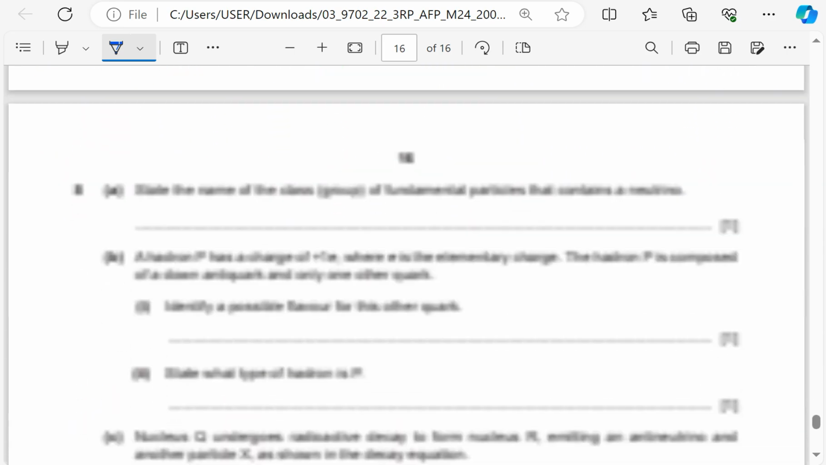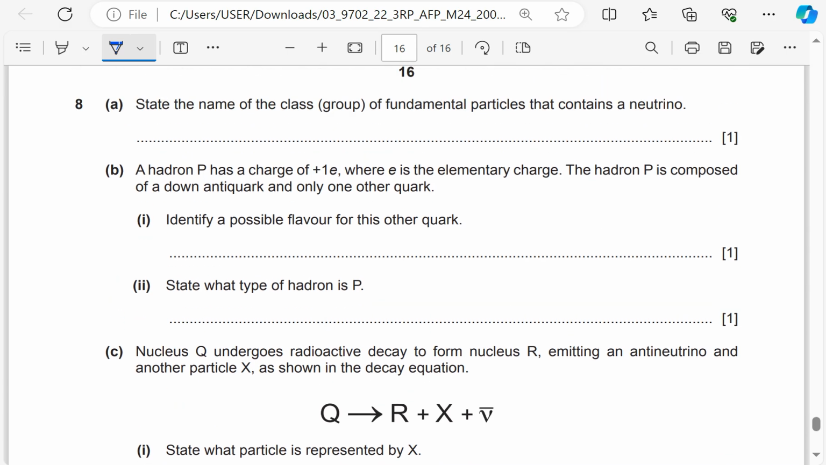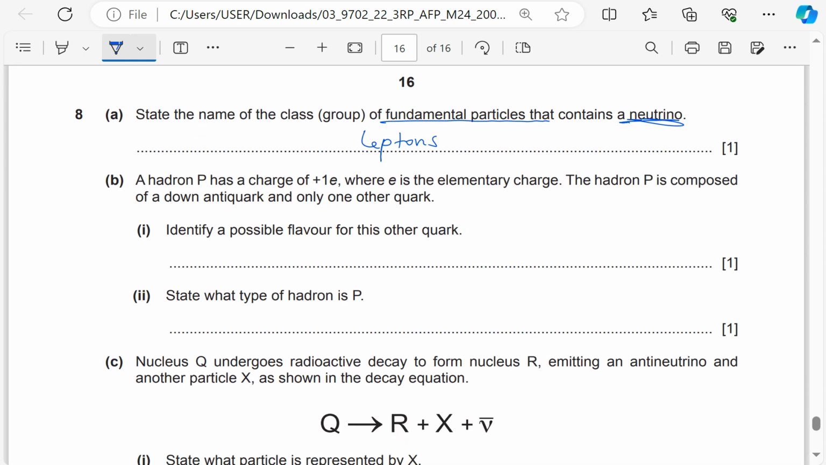Okay, and lastly, I think particle physics is the simplest topic, which my students always get right. These are just simple facts. State the name of the class or group of fundamental particles that contain a neutrino. Of course, a neutrino, an electron antineutrino, these fall in what we call leptons. These are leptons, and leptons are fundamental particles.